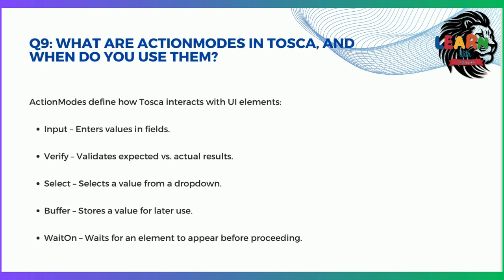Question 9. What are action modes in Tosca, and when do you use them? Answer. Action modes define how Tosca interacts with UI elements. 1. Input: enters values in fields. 2. Verify: validates expected versus actual results. 3. Select: selects a value from a drop-down. 4. Buffer: stores a value for later use. 5. Wait on: waits for an element to appear before proceeding.